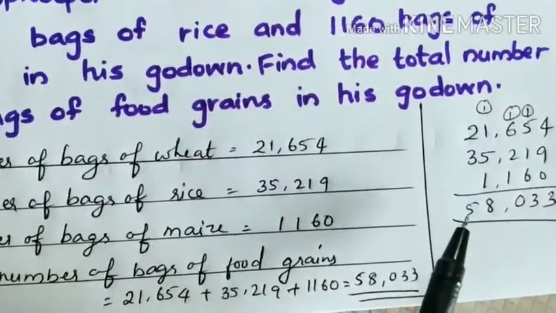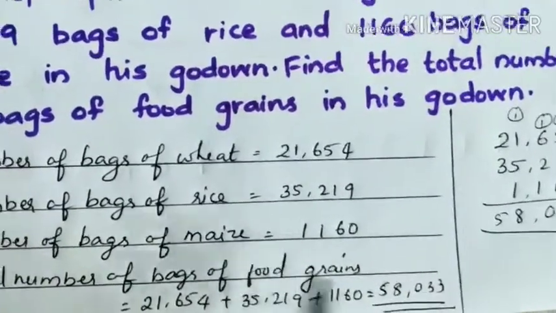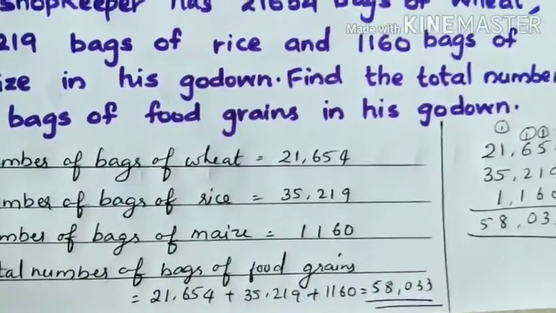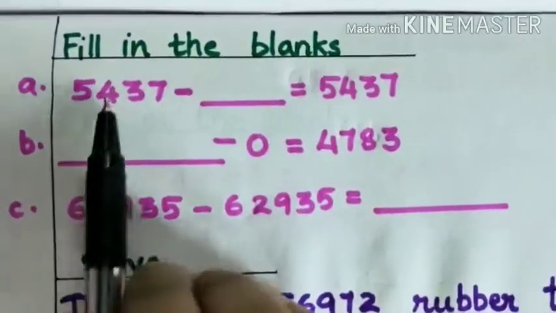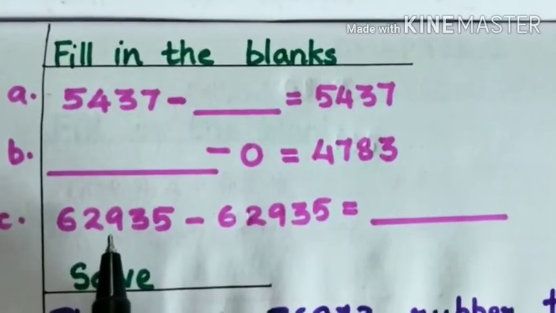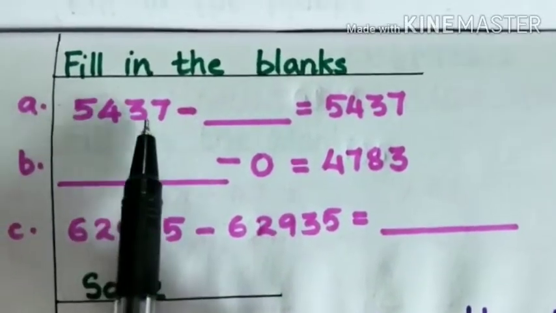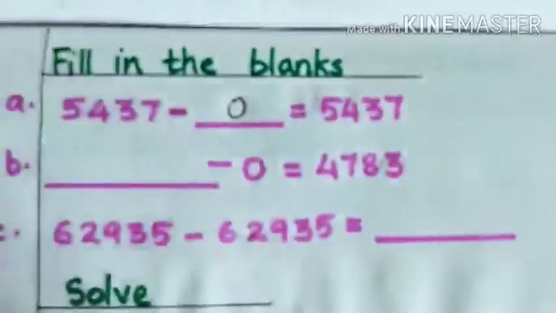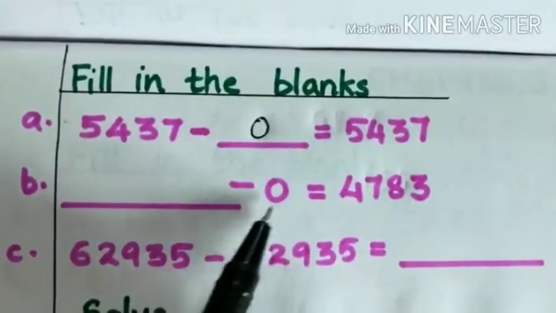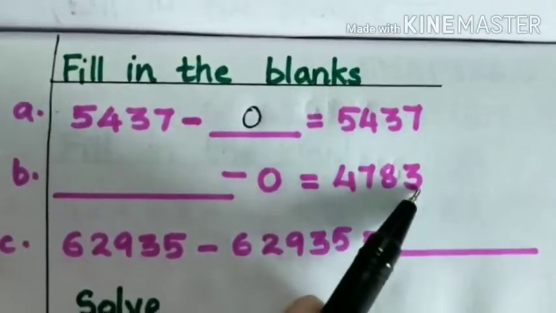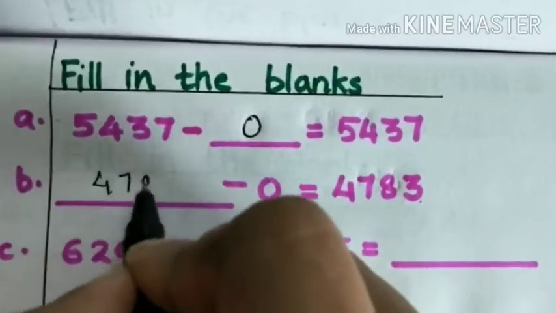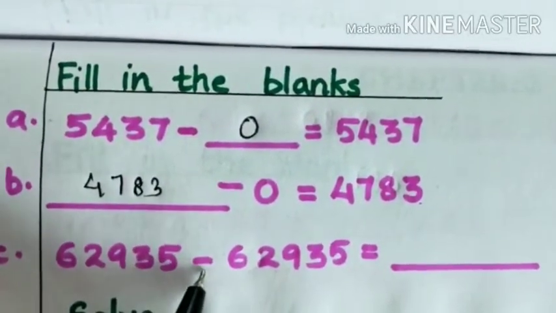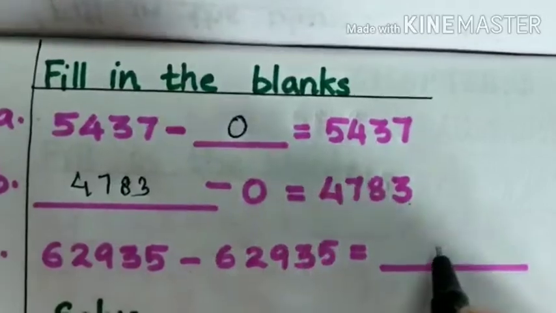When we add, we get 58,033. Total number of bags of food grains equals 58,033. Next question, fill in the blanks. Here we have to use the properties of subtraction. 5,437 minus dash equals 5,437 minus 0. Dash minus 0 equals 4,783. 4,783. 62,935 minus 62,935, 0.